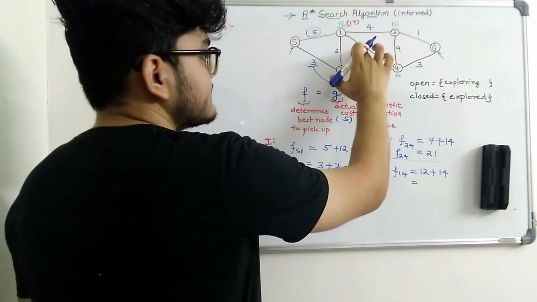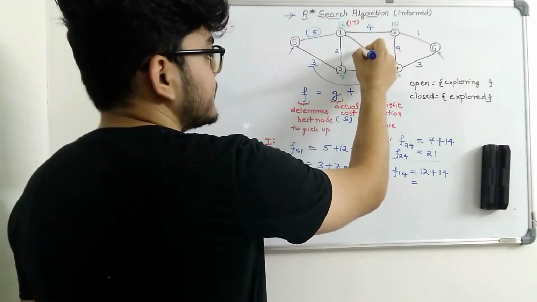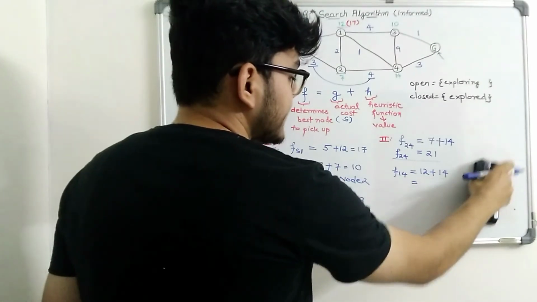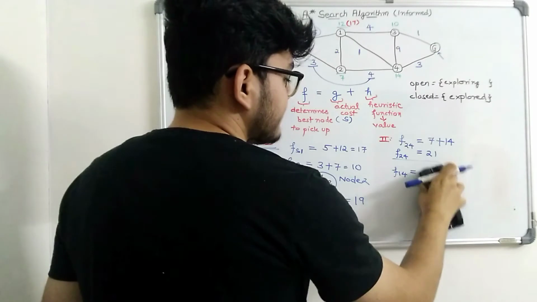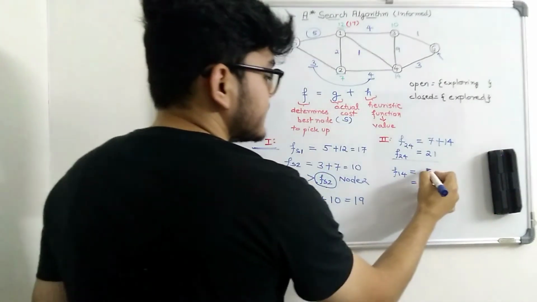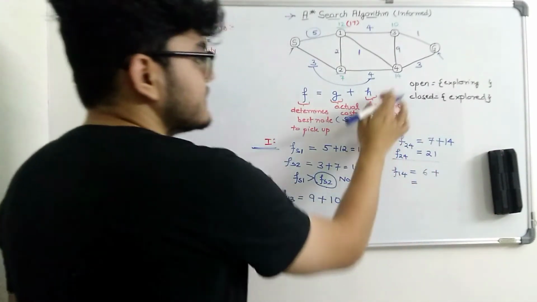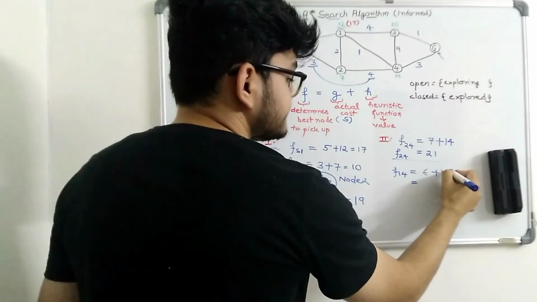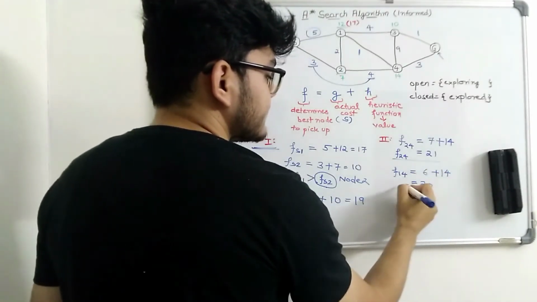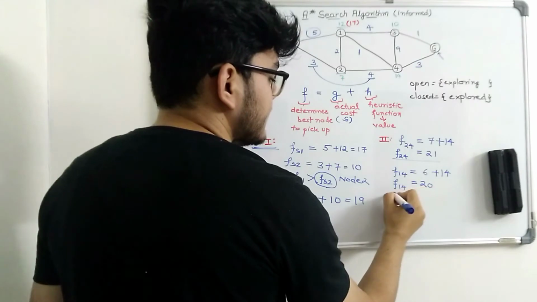So let's change this value 7 to 1. Right, so here what is the value of g? 5 plus 1 is 6, plus what is the heuristic value? 14. What is the result? You can see the result is 20.